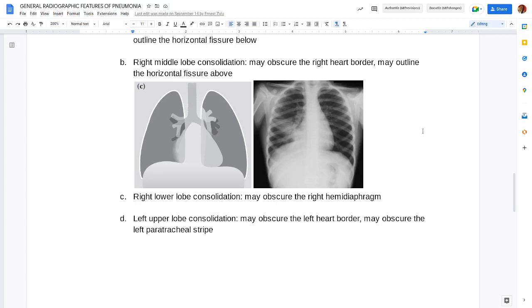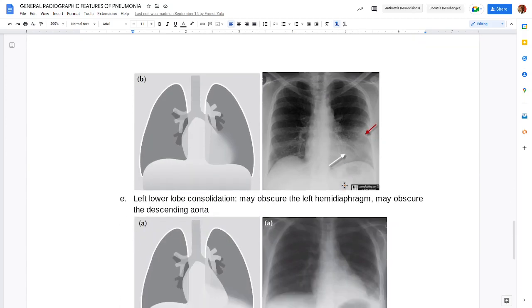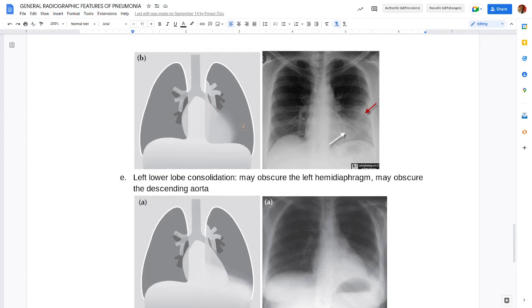In this example, it is the right border of the heart which has been obscured because there's a pneumonia sitting next to it. The same thing can happen on the left side of the border. Have you seen where the arrow is pointing? Even on the drawing there, you can notice that it becomes hazy. You can't clearly see. So that's what the pneumonia does.